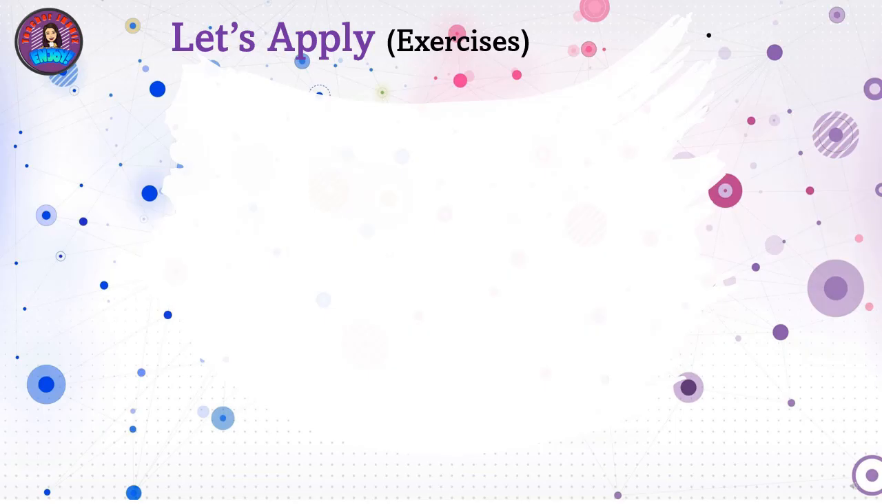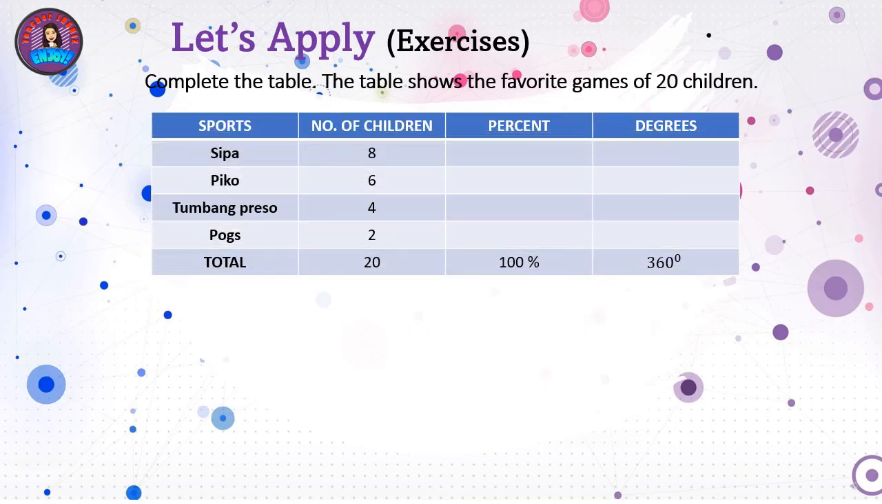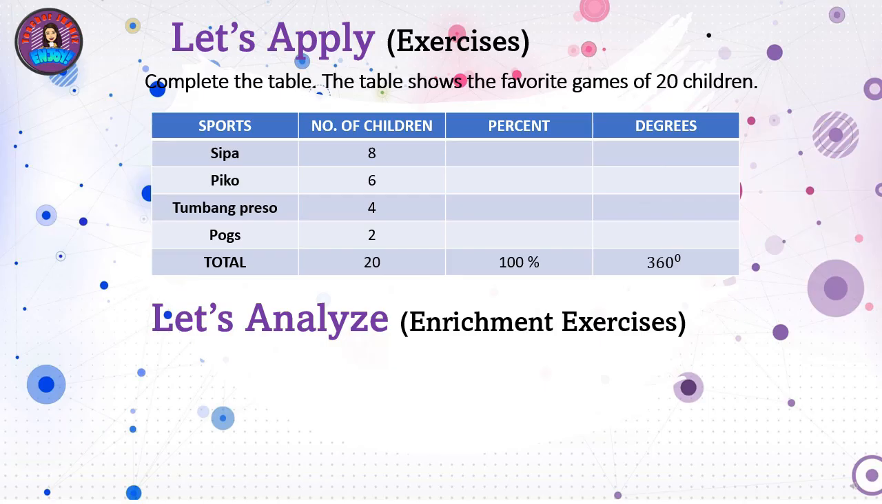For your activity, do the exercises and let's apply. Complete the table. The table shows the favorite games of 20 children. Next, using the table in Let's Apply, make a pie graph.